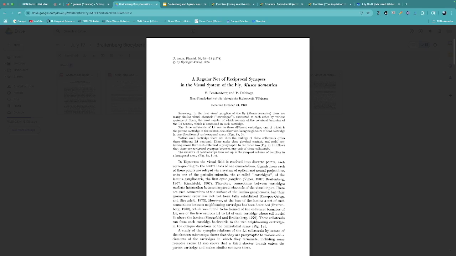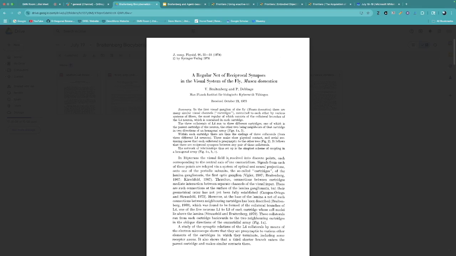These make close physical contact, and serial sectioning shows that each collateral is presynaptic to the other two. It follows that there are reciprocal synapses between any pair of these collaterals. And then the network of relationships thus set up is a simplest scheme of coupling in a hexagonal array. So he shows images of this. So he works in this area where he's thinking about flies and their visual ganglion.